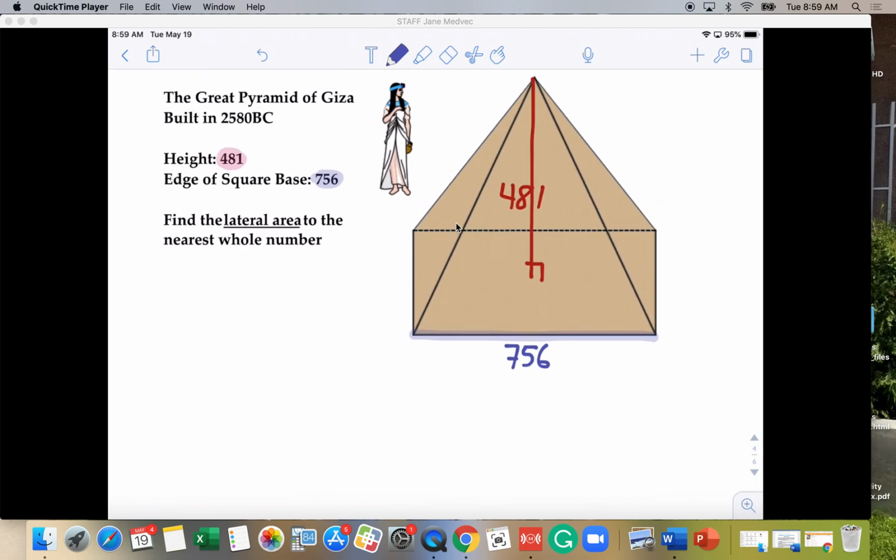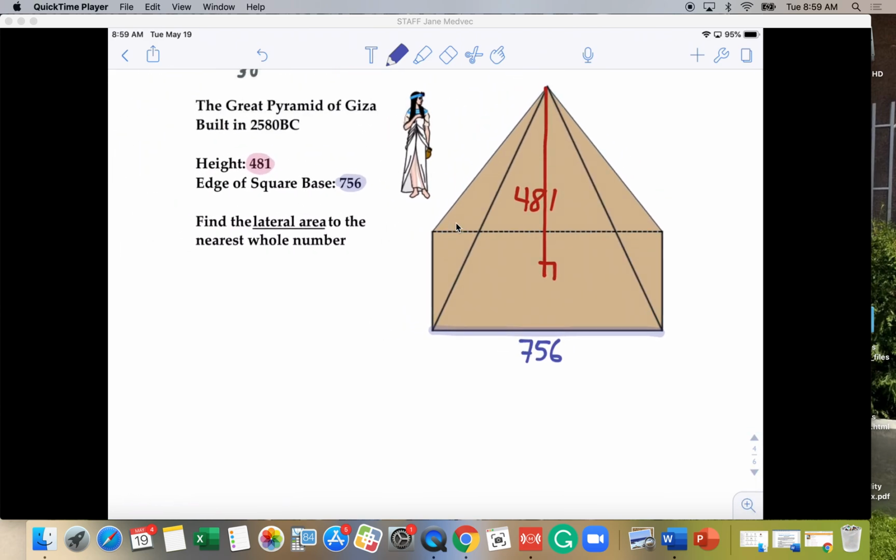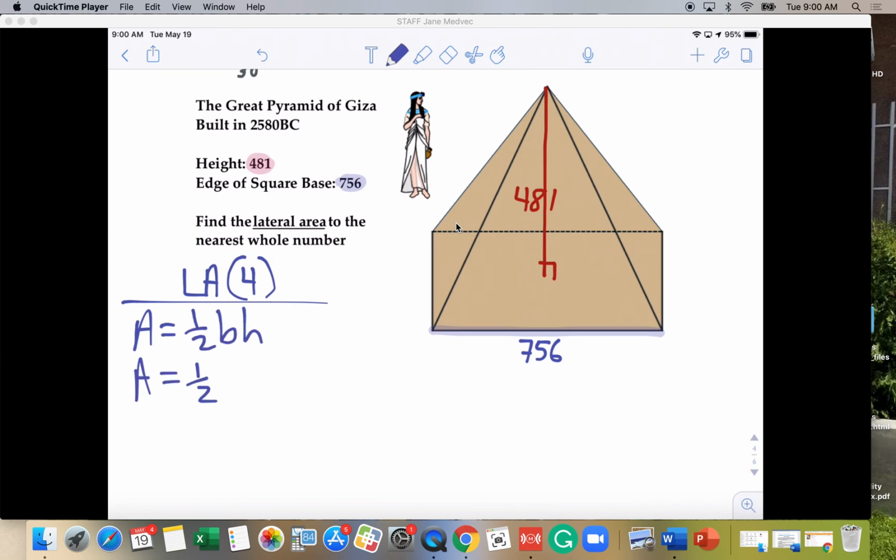So what they want you to find is the lateral area to the nearest whole number. They don't really care about the base. All they're caring about is the triangles. Our problem is to be able to find one of the triangles. So we'll do lateral area, and there are going to be 4 of them. Area equals 1/2 base times height. Area equals 1/2. My base is 756 because that's what they gave me, but I don't have the slant height.